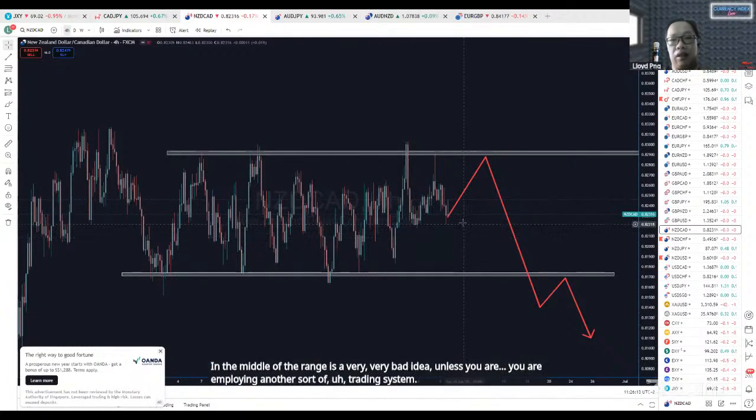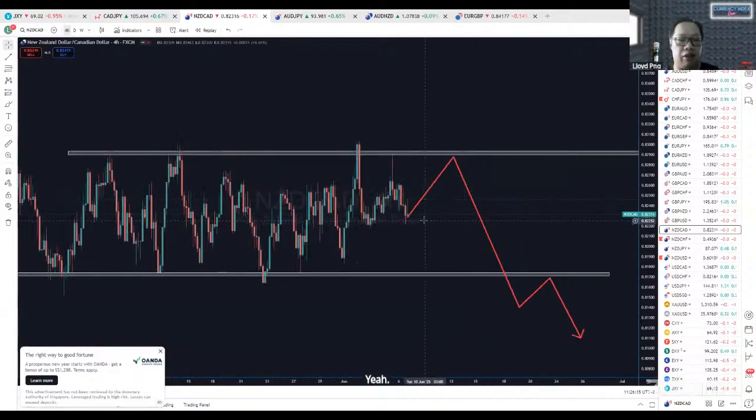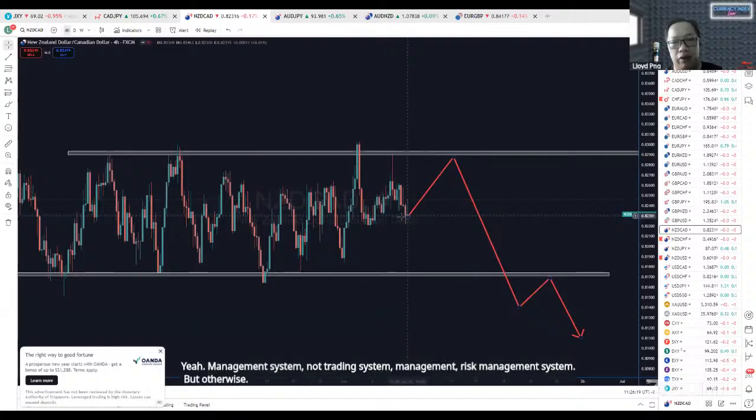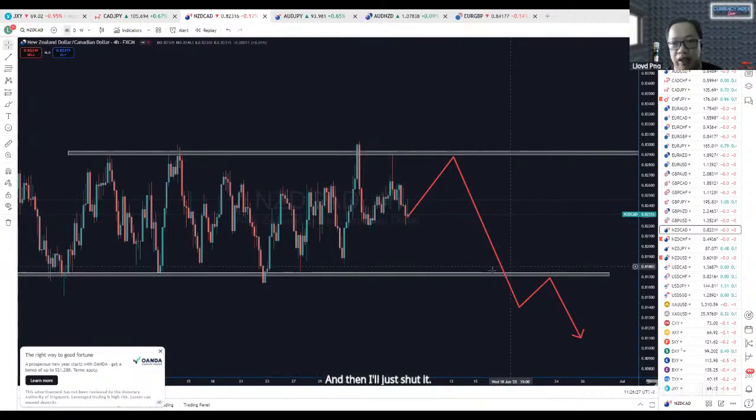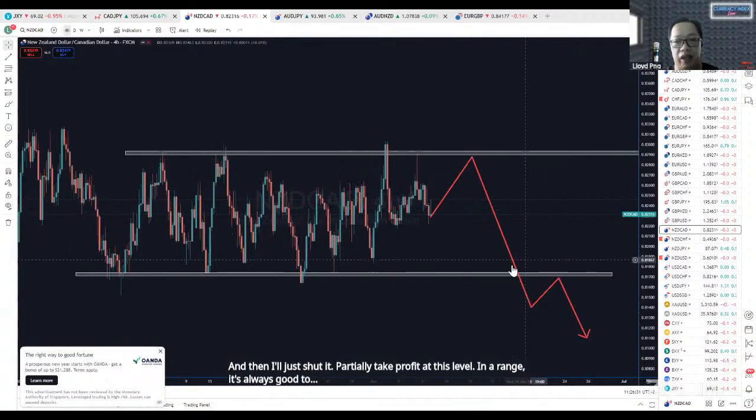Management system, not trading system, a risk management system. But otherwise, I will patiently wait for Kiwi CAD to go up to the high, the extreme, and then I'll short it, partial take profit at this level. In a range, it's always good to partial take profit at the extremes, or just slightly higher up.